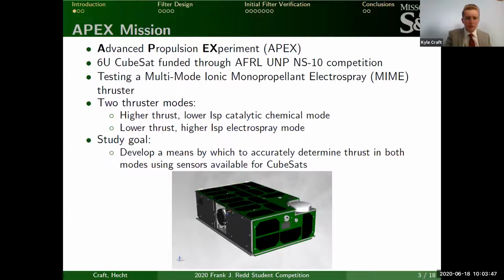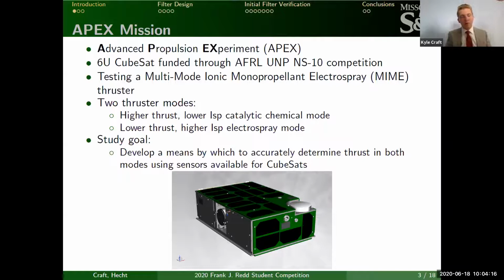So as an overview for the APEX mission, or the Advanced Propulsion Experiment mission, we're a 6U CubeSat funded through the Air Force Research Laboratory's University NanoSat program NS10 competition. And the goal of the mission is to test a multi-mode ionic monopropellant electrospray, or MIME thruster. Now this thruster is unique because it has two propulsive modes. It has a higher thrust, lower ISP catalytic chemical mode, and a lower thrust, higher ISP electrospray mode, which we'll call chemical mode and electric mode for the rest of this presentation.